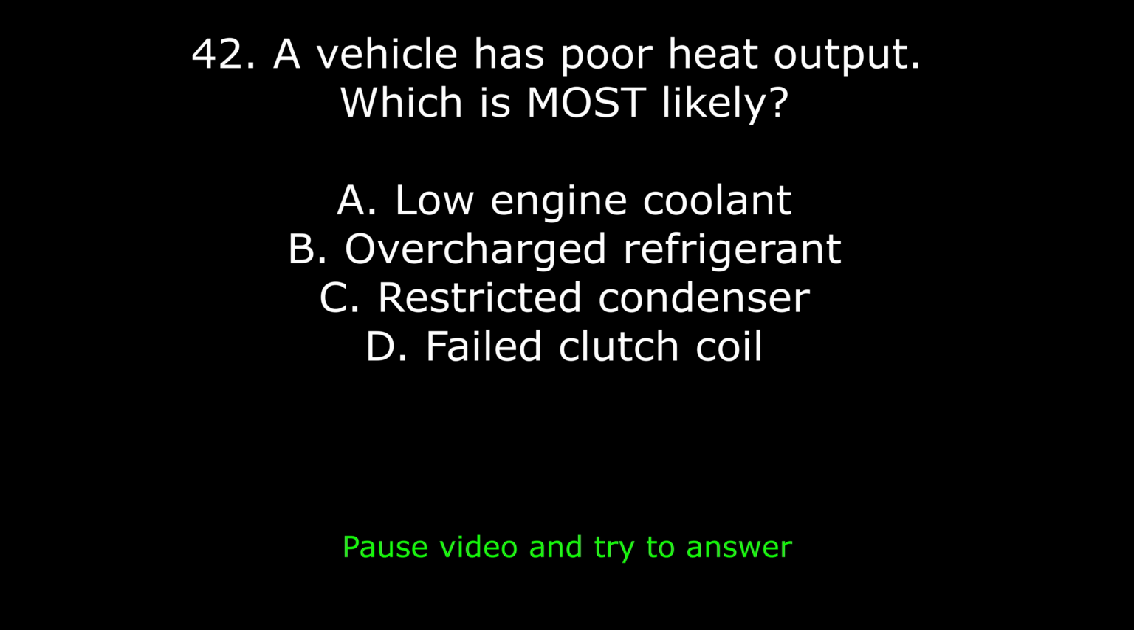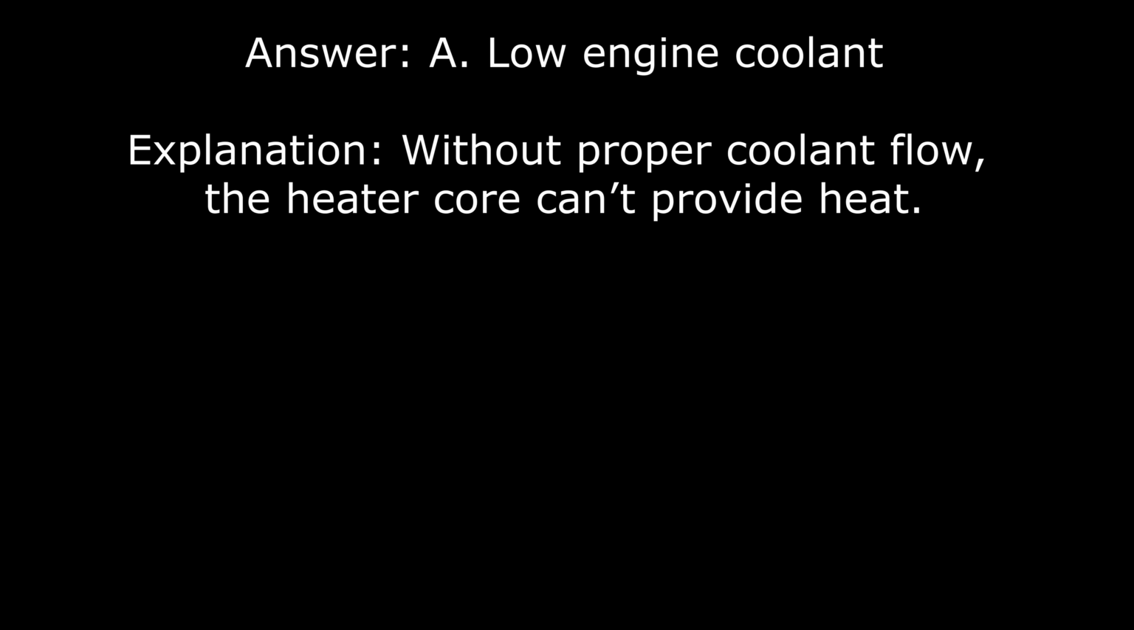42. A vehicle has poor heat output. Which is most likely? A. Low engine coolant. B. Overcharged refrigerant. C. Restricted condenser. D. Failed clutch coil. Answer. A. Low engine coolant. Explanation. Without proper coolant flow, the heater core can't provide heat.